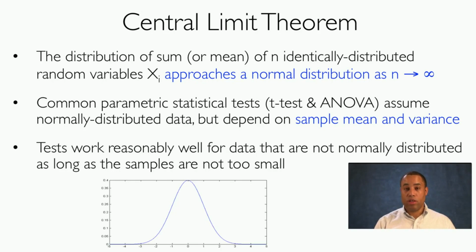In probability theory, the central limit theorem states that the distribution of a sum or mean of n independent identically distributed random variables approaches a normal distribution as the number of variables approaches infinity. The common parametric statistical tests, for example t-test and ANOVA, assume that you have a normally distributed data set, but they also depend on the sample mean and variance. These types of tests work reasonably well for data that are not normally distributed as long as the samples are not too small.